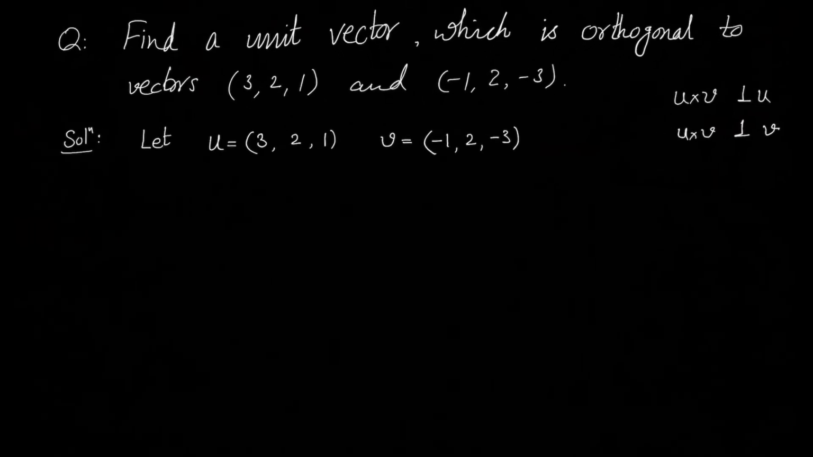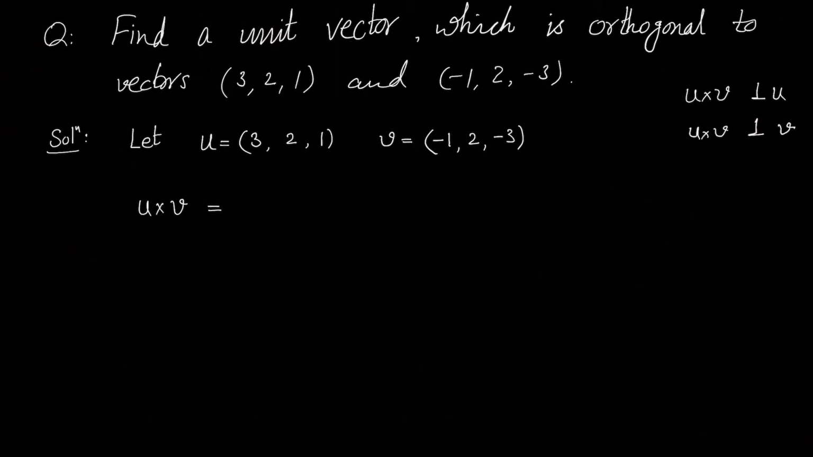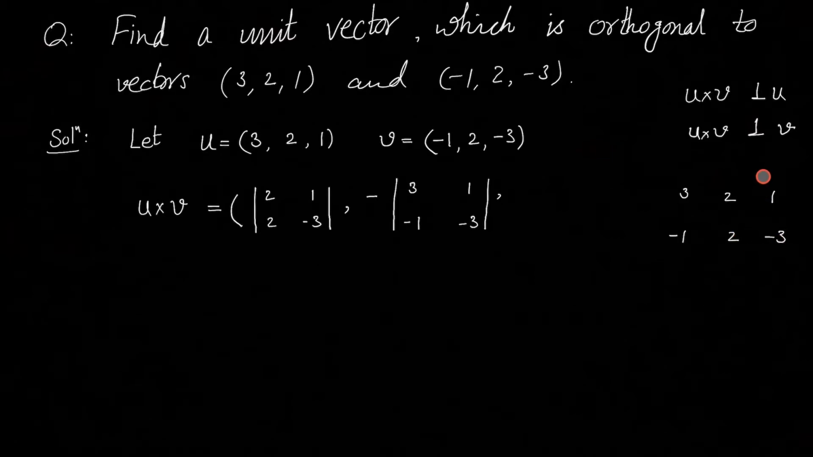So first find out the cross product u cross v, which is given by, write down the components of u, 3, 2, 1, and v, minus 1, 2, minus 3. For the first component, hide the first column and find the determinant of the remaining 2 by 2 matrix, 2, 1, 2, minus 3. For the second component, put a minus sign, hide the second column, and write down the remaining 2 by 2, 3, 1, minus 1, minus 3. For the third component, hide the third column and write down the remaining 2 by 2.